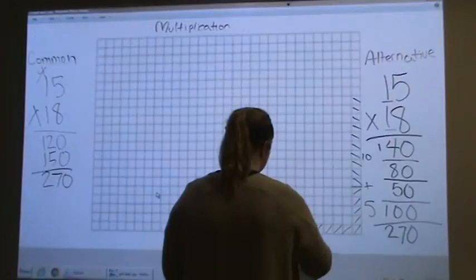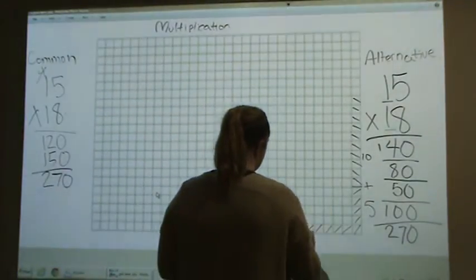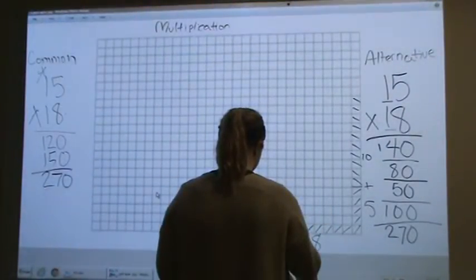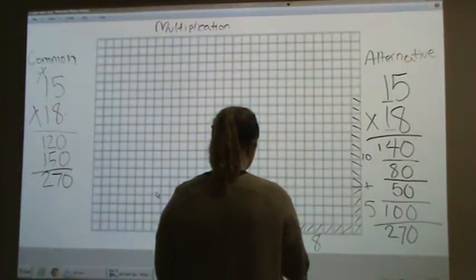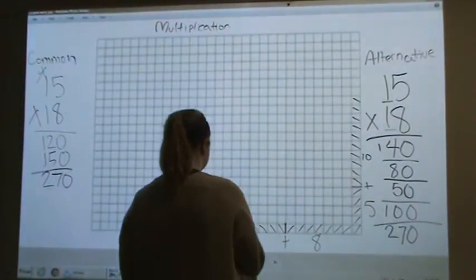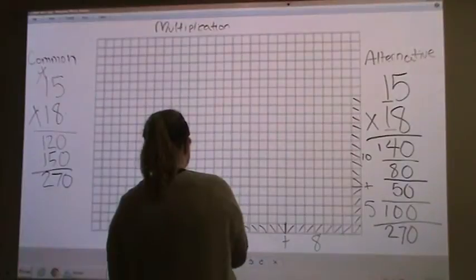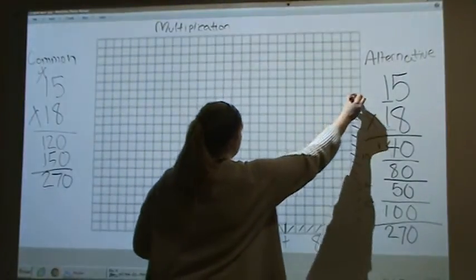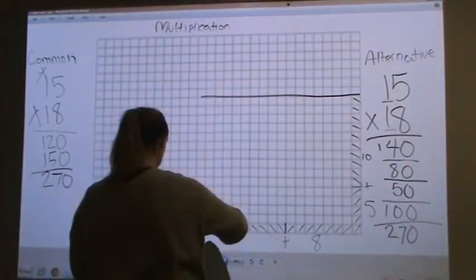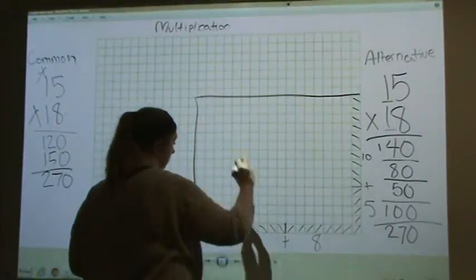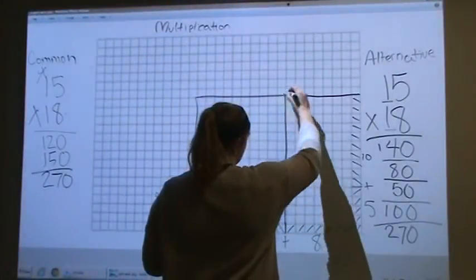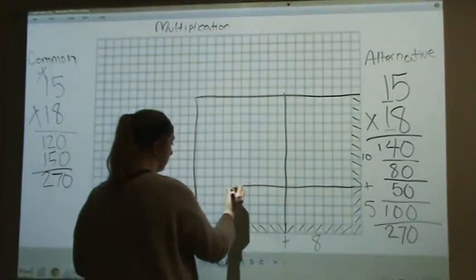Oops, this is 8. My bad. 8 here plus 1, 2, 3, 4, 5, 6, 7, 8, 9, 10. There we go. This is a big one. We're going to go all the way over, up. Oh man, I got it first try. We're going to go all the way over.